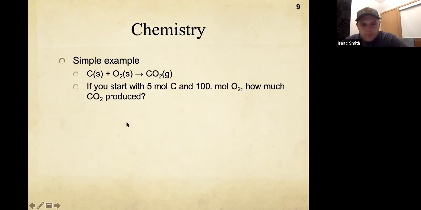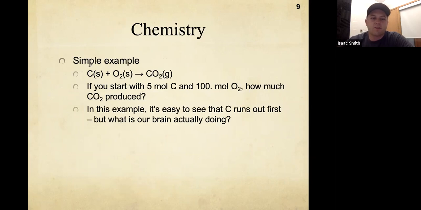Okay, here's a simple example. This is a 1-to-1-to-1 ratio, so it's easy to see, as far as the balanced chemical equation goes. So let's say you start with 5 moles of carbon and 100 moles of oxygen, right? How much carbon dioxide is produced? Well, it's a 1-to-1 ratio, right? So 5 moles of carbon would produce 5 moles of carbon dioxide. And if we had 100 moles of oxygen, we could produce 100 moles of carbon dioxide.